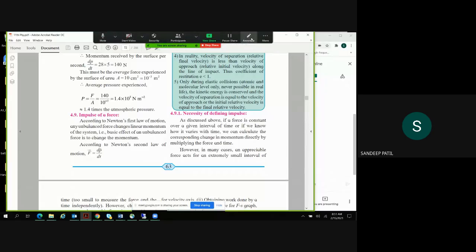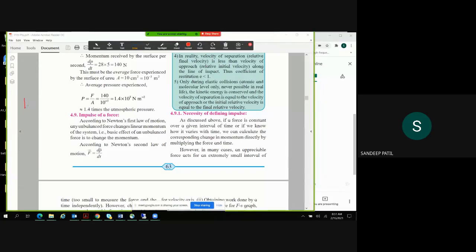We have seen that when a body is moving at a certain constant velocity, it will keep moving at the same velocity. The mass of the body will remain the same, so linear momentum is the same for that body, unless we apply some unbalanced force on it. Due to that, its momentum changes.